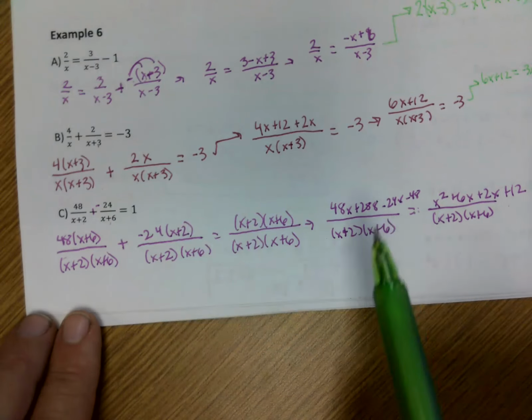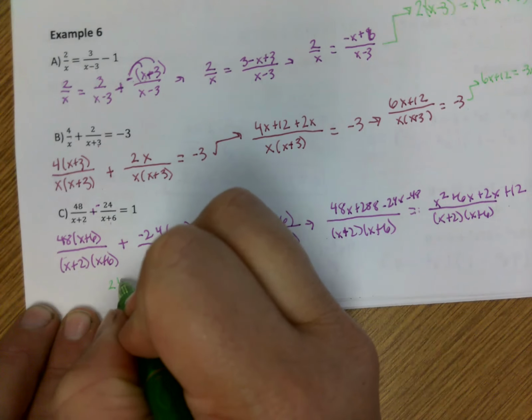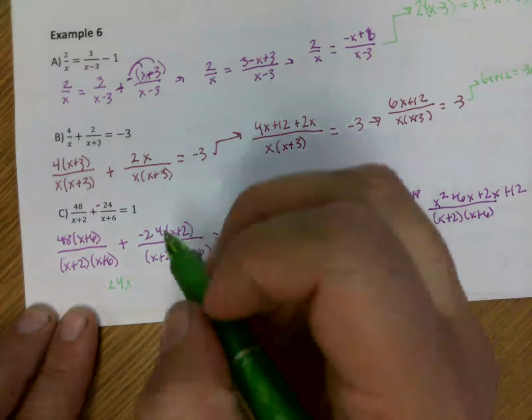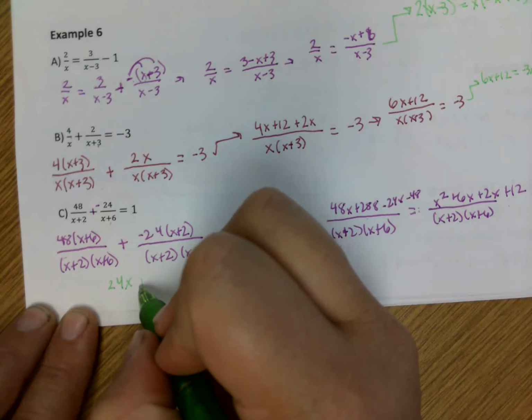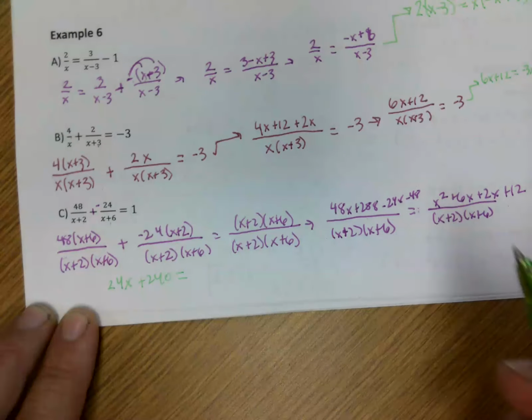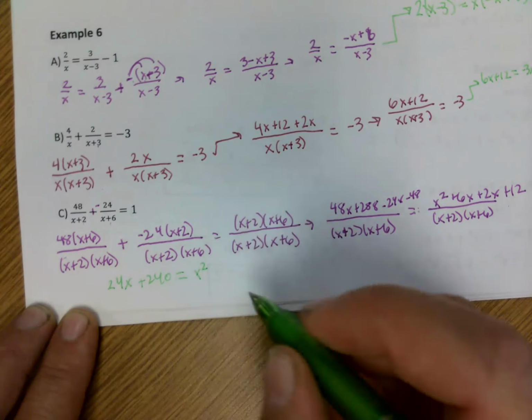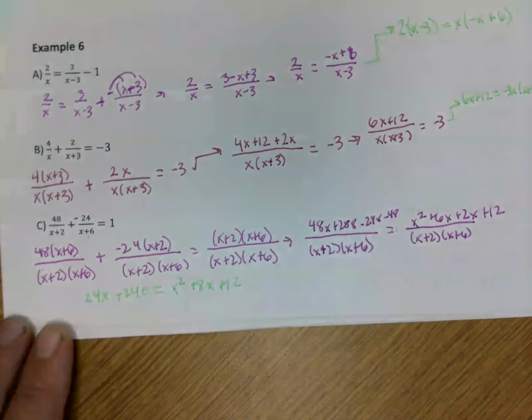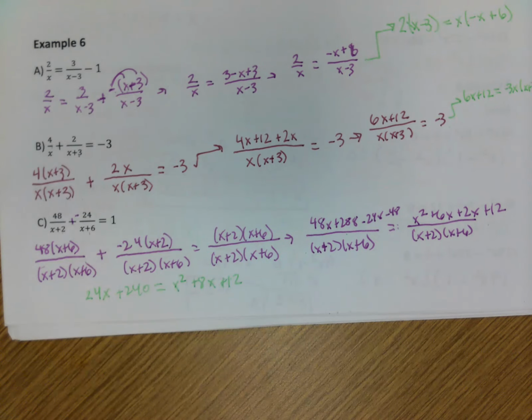So 48x minus 24x will give me a 24x. 288 minus 48 would give me 240. That's on the left-hand side. Again, I don't care about the bottom because the other side has the same bottom. So x squared plus 8x plus 12. So I want you to pause the video and try to solve the rest, or all three of these, get your answer.